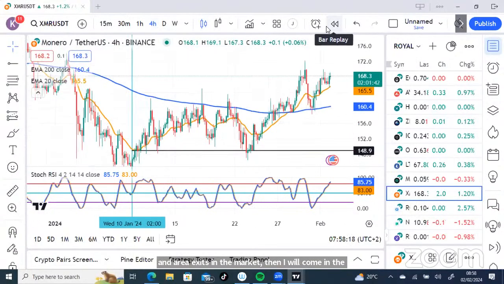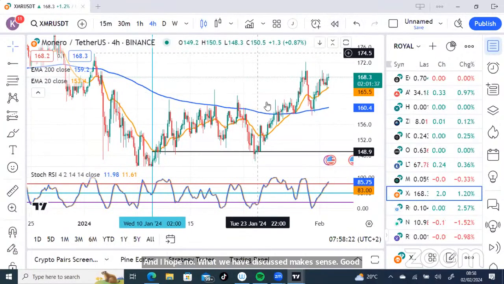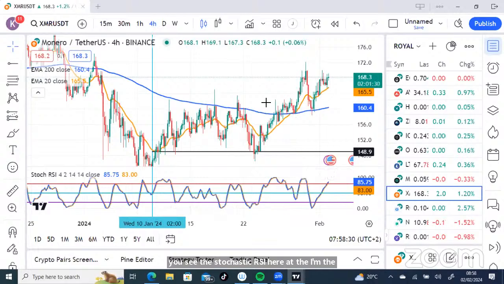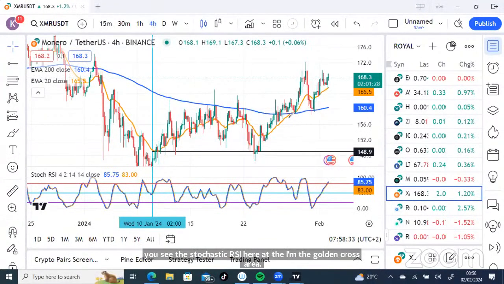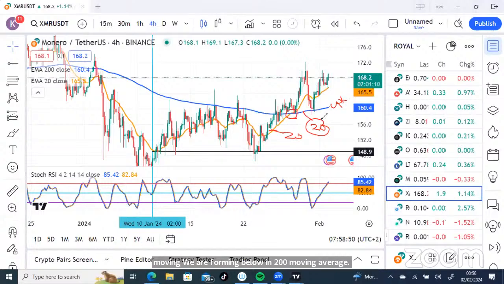And I hope now what we have discussed makes sense. Could you see the stochastic RSI here at the crossover, at the golden cross area? Give me one in the chat if you can see. This was the golden cross, a 20 moving average crossed a 200 moving average. Candles were forming below the 200 moving average. Now they start forming above the 200 moving average, which means this coin is on an uptrend. Now you add in the stochastic RSI to give you the momentum of the market, and you can see the momentum of the market now. It is in the oversold area.